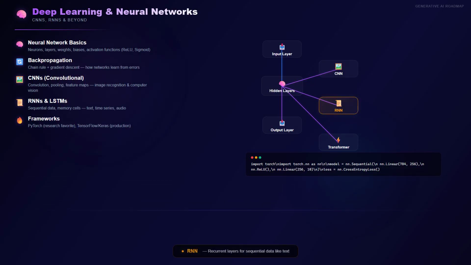Recurrent neural networks, or RNNs, process sequential data like text and audio. LSTMs and GRUs solve the vanishing gradient problem, allowing the network to remember long-range dependencies. For frameworks, PyTorch is the research favorite with its dynamic computation graphs. TensorFlow and Keras are popular for production deployment. Learn PyTorch first as most Gen AI research uses it.